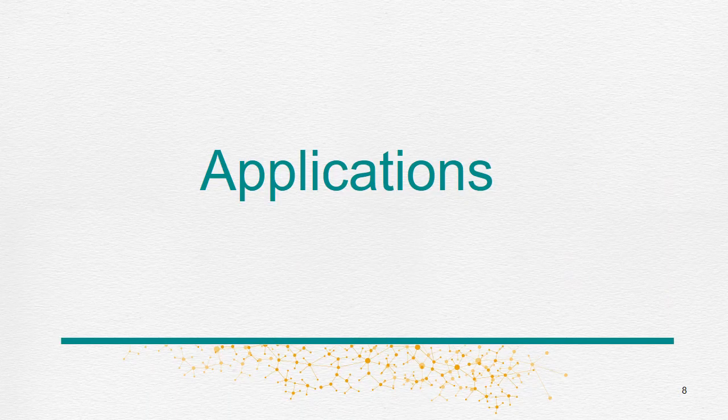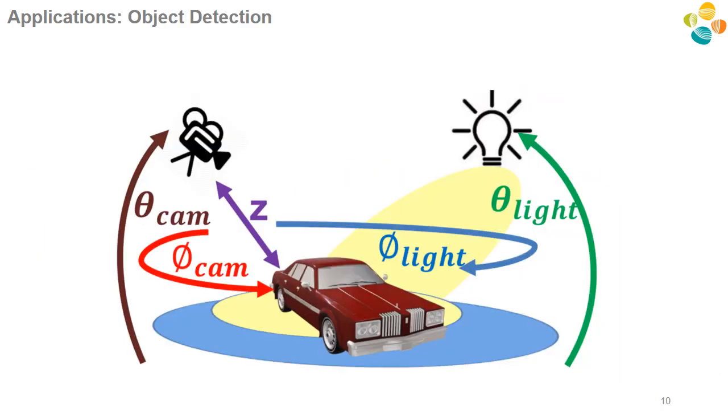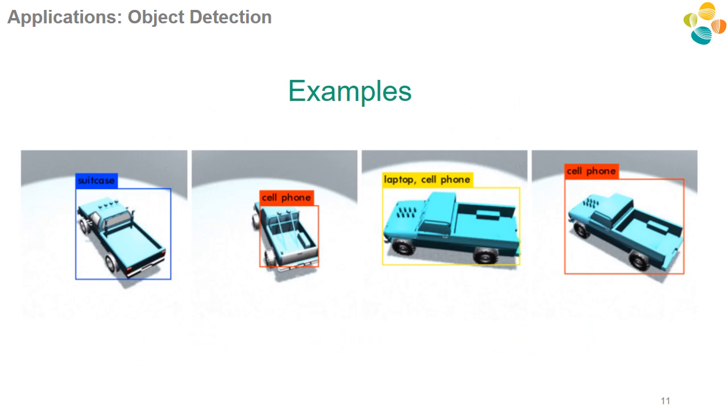Now let's show some applications. We apply our SADA framework on three different safety critical applications: object detection with YOLO version 3, self-driving cars in Carla simulator, and UAV autonomous racing in SEM4CV. In object detection, we define the environment parameters as the camera viewpoint, the camera distance, the light direction, and the RGB color of the object of interest. Here we show some examples from the generated images. We can see that the truck is misclassified as a laptop or a cell phone by the YOLO version 3 detector.